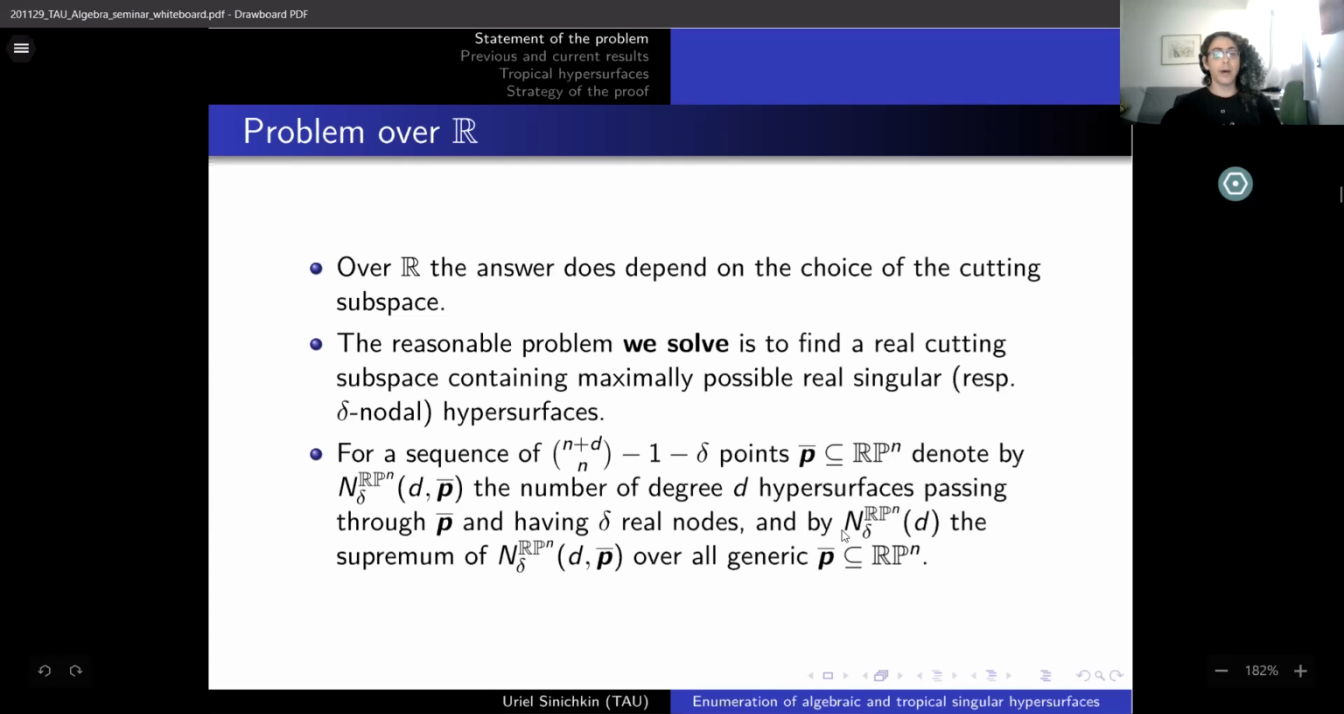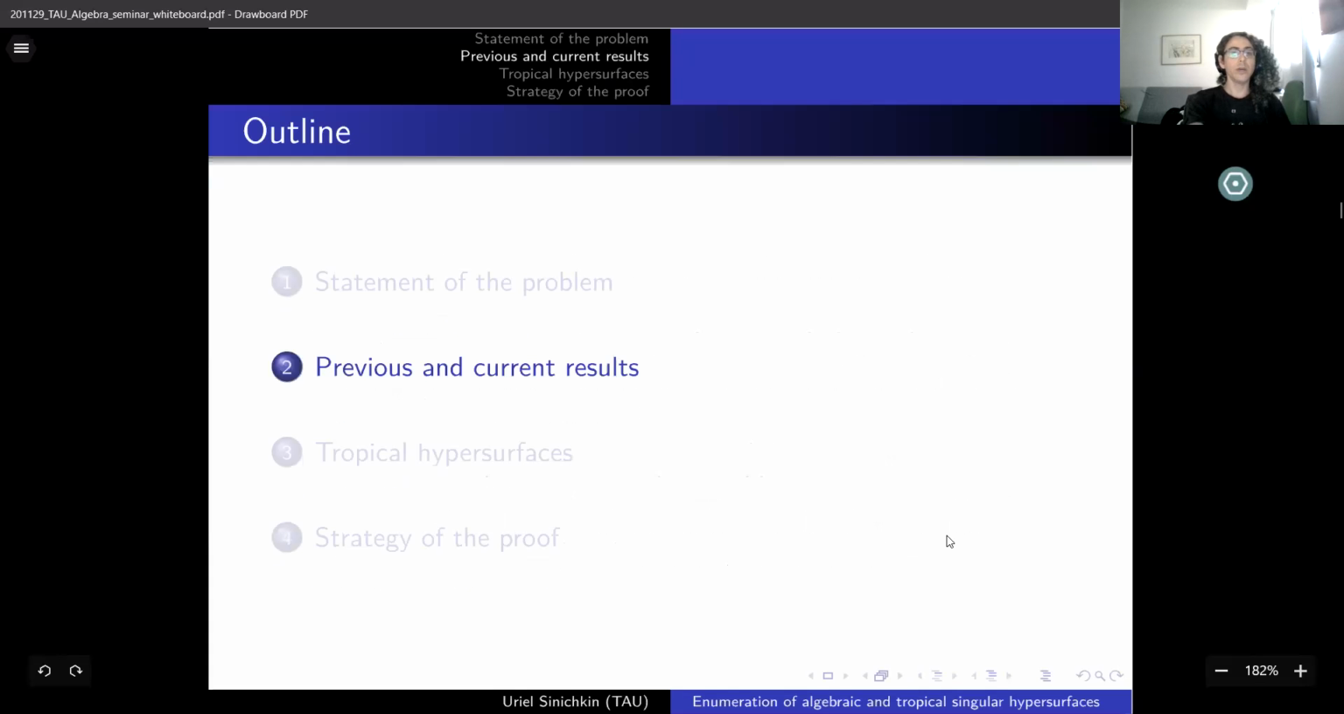And if we omit the P from the notation, we mean the supremum over all generic choices of P. So in a sense, the problem that I'm trying to solve is to bound this number from below. So this is the question.